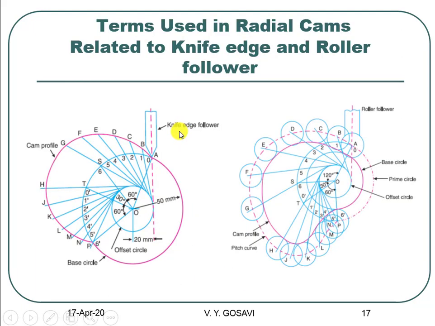In case of knife edge and flat face follower, the prime circle and base circle are same. Whereas in case of roller follower the prime circle and base circle are separated. These are separated by the radius of roller. This is the base circle and this one is the prime circle. So these circles are separated by the radius of roller.